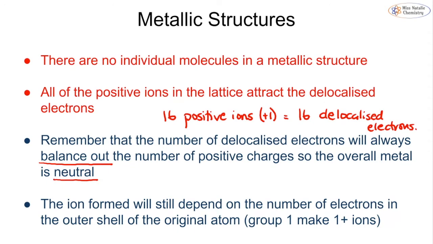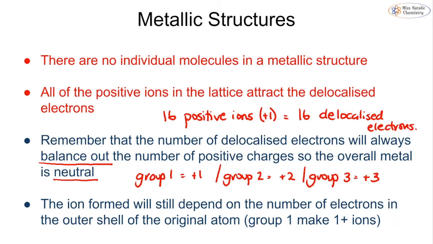And the ion formed will still depend on the number of electrons in the outer shell. That doesn't change from when you learned it in ionic. So group 1 make 1 plus, group 2 make 2 plus, and group 3 make 3 plus. Don't worry about the transition metals. You are not expected to know exactly what charge they make because that's A-level work. You would be told for a transition metal what the charge is. So you would be told something like copper 2 or zinc 2, silver 1. And you've seen that in topic 1E when you've looked at formula and calculations.